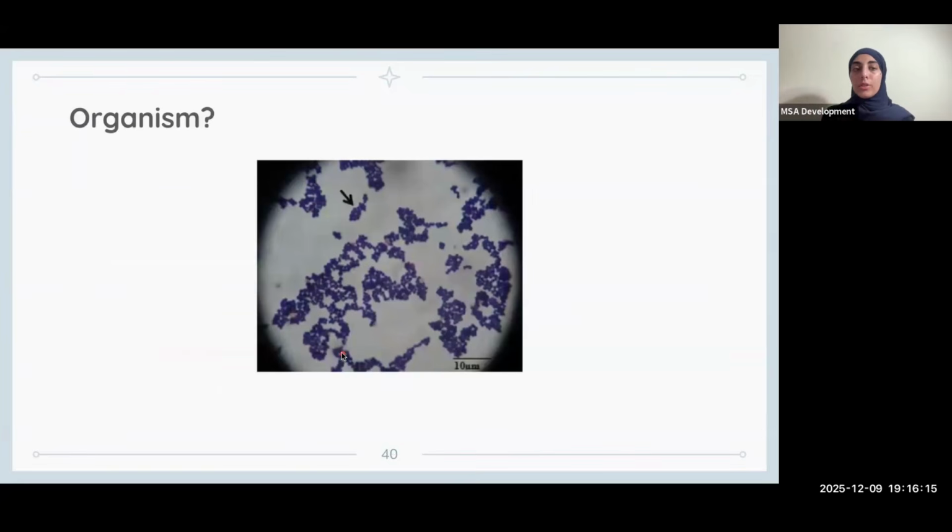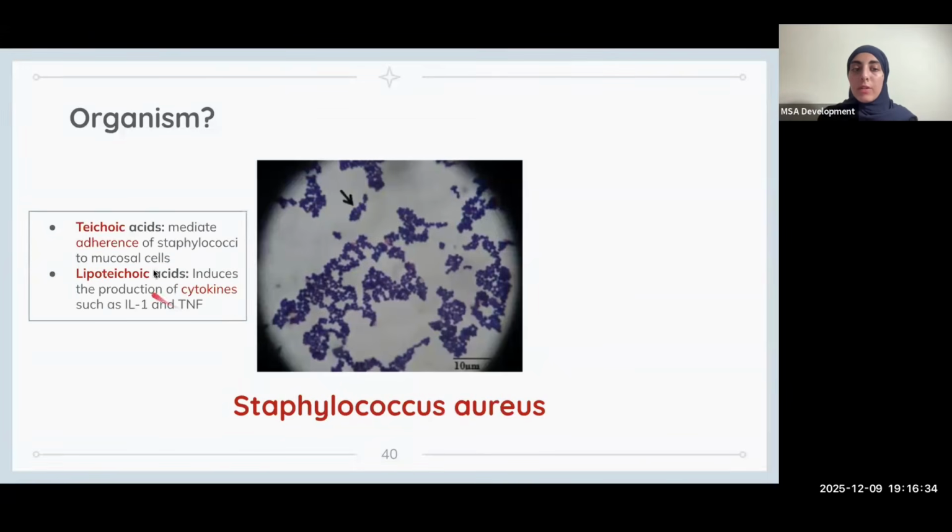Now I'll just go quickly over some organisms that you took in your PhD lectures. I won't really go into details. I'll just point out some important features. So what is this organism? This is Staph aureus, and an important virulence factor that you have to know is teichoic acid and lipoteichoic acid.